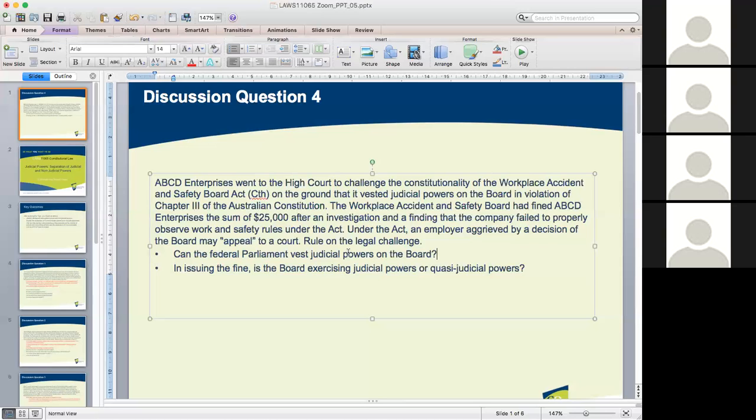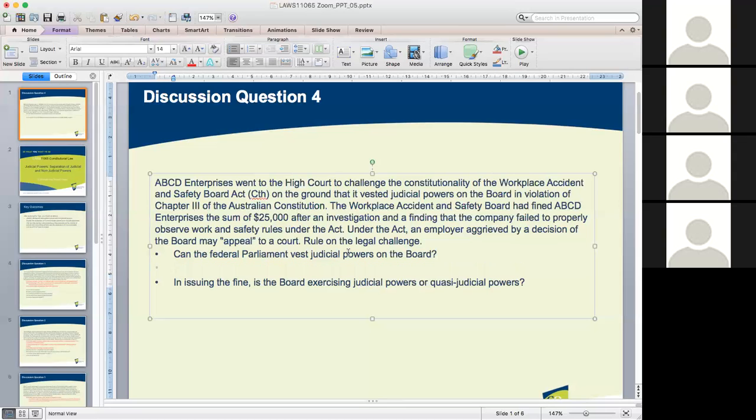The question is, what kind of board is it in the first place? Is it a Chapter 3 court or not? So it leads us to that question. Before we can answer that question, we really need to define what this board is.